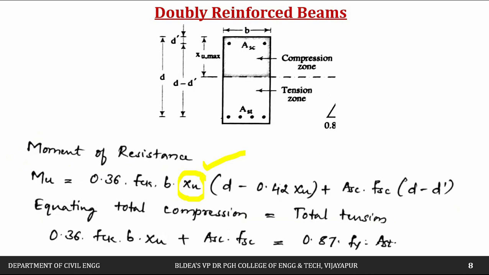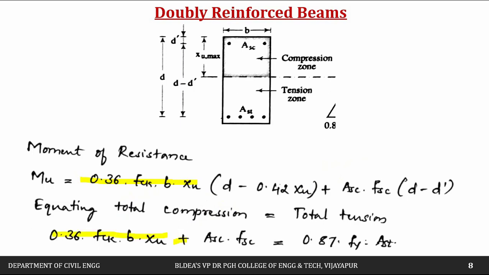We can equate total compression to total tension. If this section has to remain in equilibrium, we can equate total compression, that has to be equal to total tension. Then only our section will be under equilibrium. So total compression is nothing but what? So 0.36 FCK into B into XU we have.